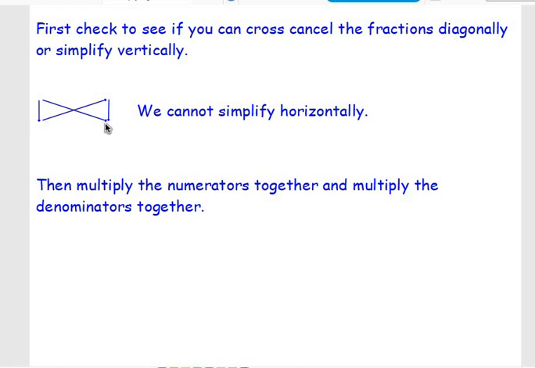So if you can copy this into your big book, again, if you need to stop the video, pause the video to do that, then do so now.